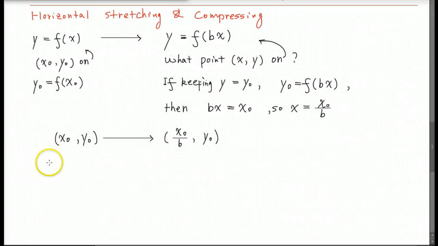Okay, so if b is negative, if b is less than 0, then it's a reflection. It's going to be a horizontal reflection.